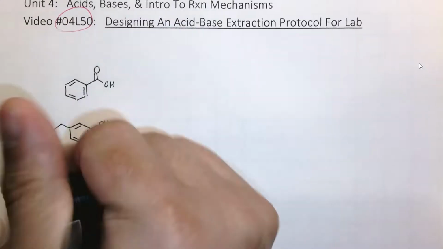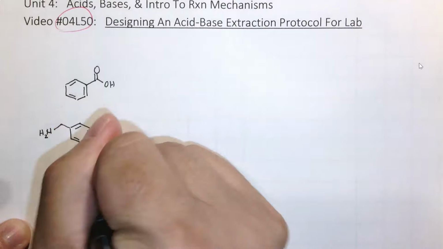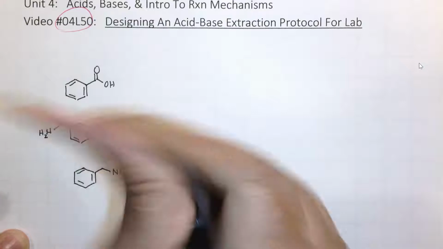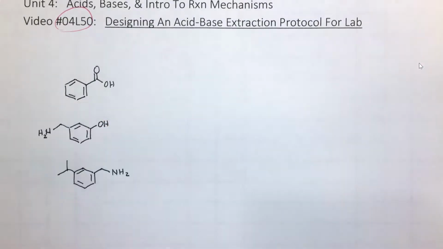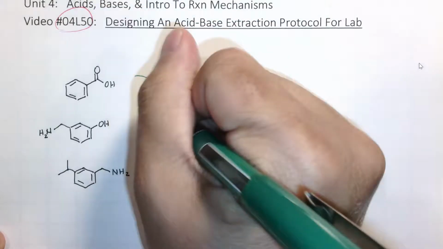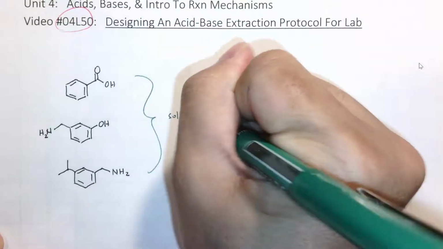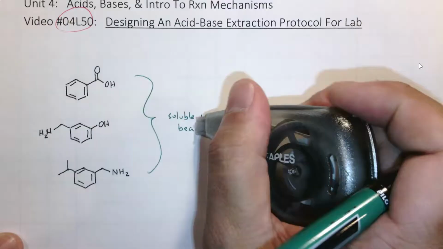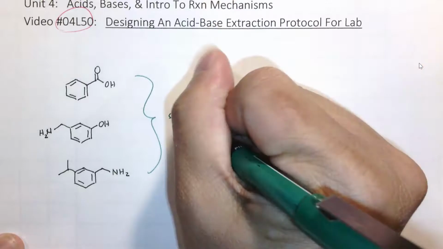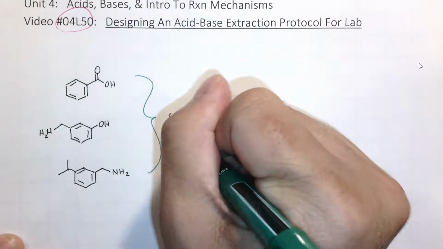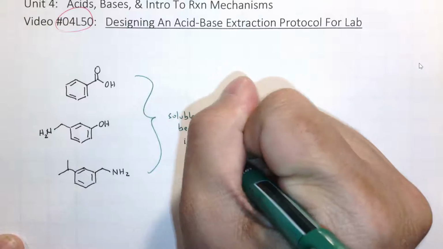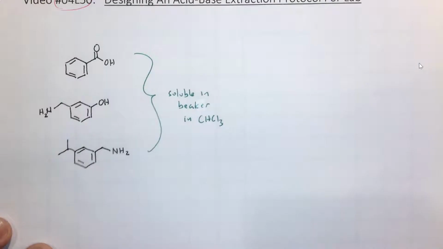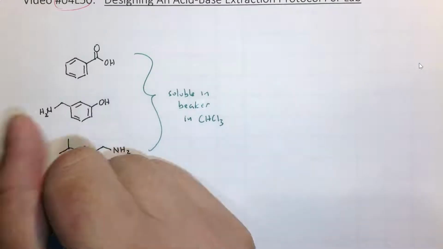I did say we have three molecules. The third molecule is an amine again, and we'll put an isopropyl group. All of these are soluble in chloroform. And the thing is, in lab, what if you're given a beaker of these three? CHCl3, chloroform. Not only are they soluble in chloroform, in the neutral form, they are not soluble in water.